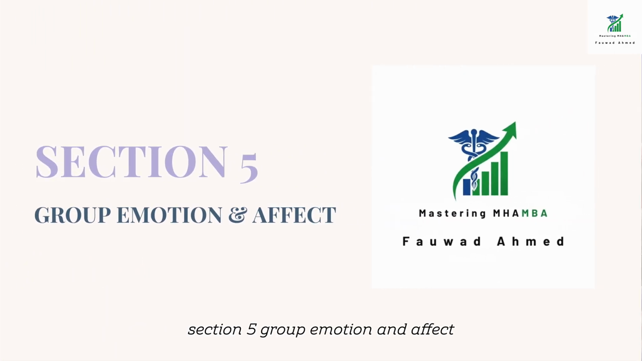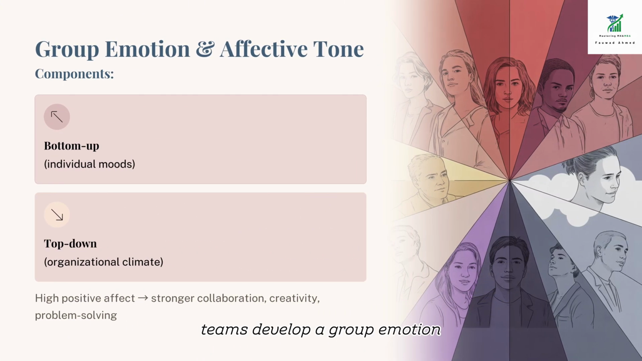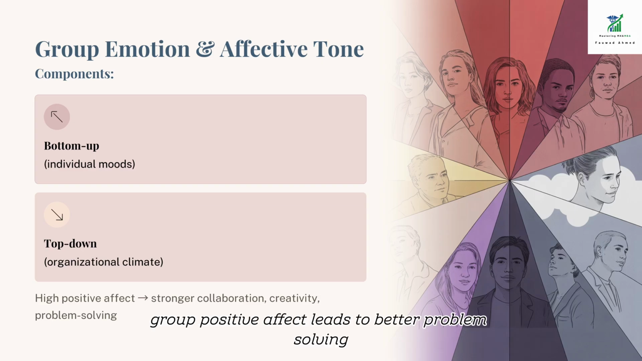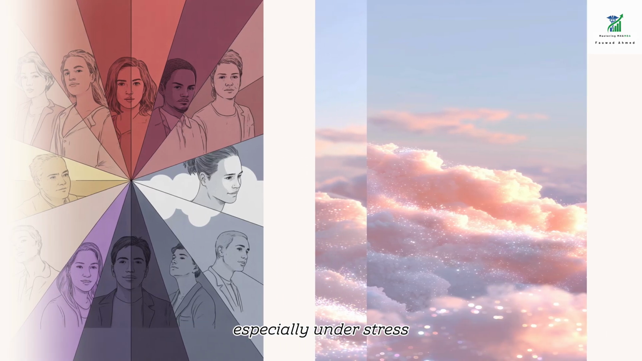Section 5. Group emotion and affect. Group emotion and affective tone. Teams develop a group emotion, a shared affective state shaped by bottom-up influences, individual moods, and top-down influences, organizational climate. Group positive affect leads to better problem solving, creativity, and collaboration. Group emotion is powerful, it coordinates behavior and strengthens bonds, especially under stress.